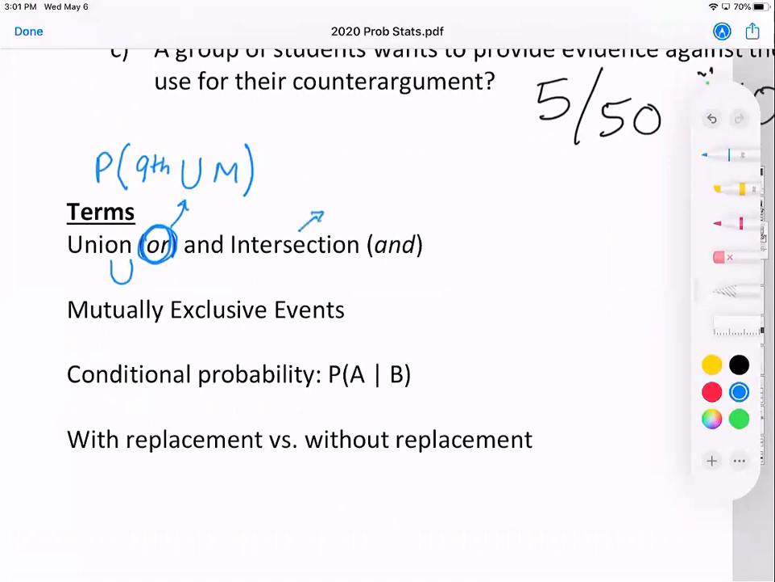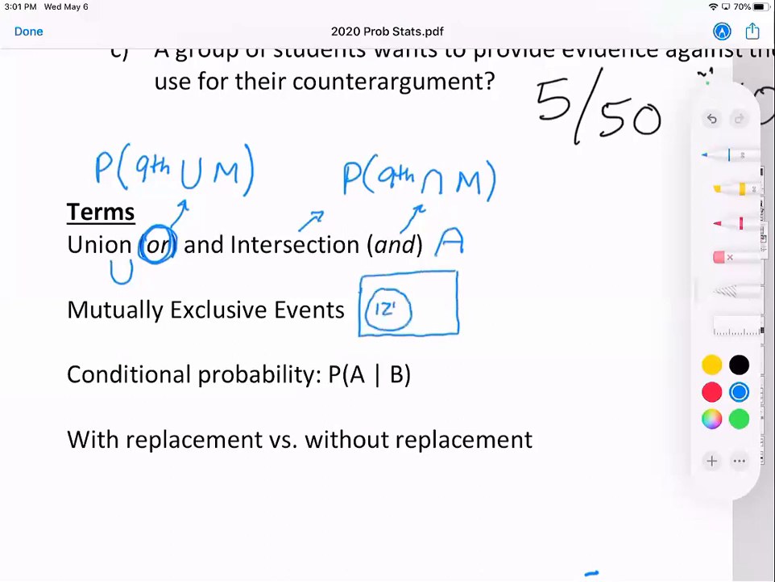An intersection would be, what's the probability of picking a 9th grader and one that's also a male? So that would be the symbol for intersection, which is an upside down U, which looks kind of like an A for and. Mutually exclusive events are events that can't happen at the same time. So the example I gave in a previous video, here's all the 12th graders, here's all the 9th graders, and notice there's no overlap. If you can't be both events at the same time, those are mutually exclusive events, sometimes abbreviated ME.